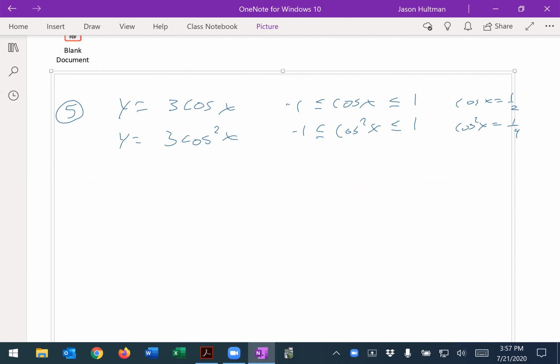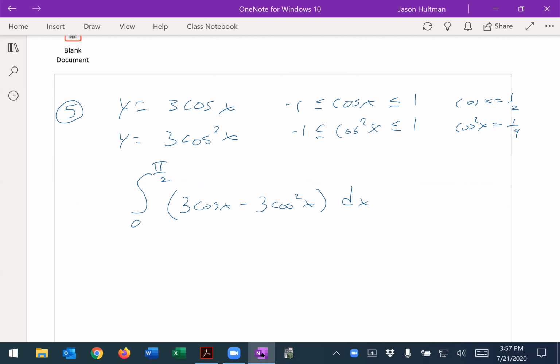So we want to find the area in between these two. I'm going to take the integral from 0 to pi over 2 of 3 cosine x minus 3 cosine squared x dx, to find the area in between. The cosine function looks like this, and maybe the cosine squared function looks like this, with the area in between the two. This is not going to be 0 to 1, it's going to be 0 to 3, just because we have that 3 in front. And then this is 0 to pi over 2. Okay, so this is the setup.